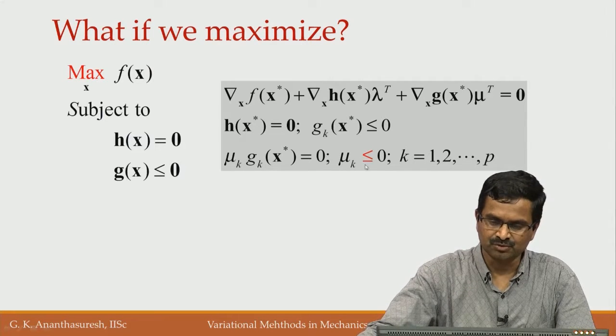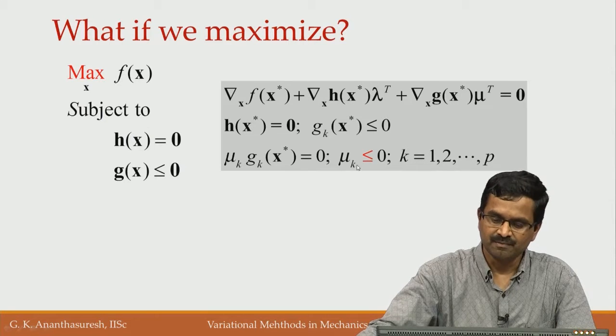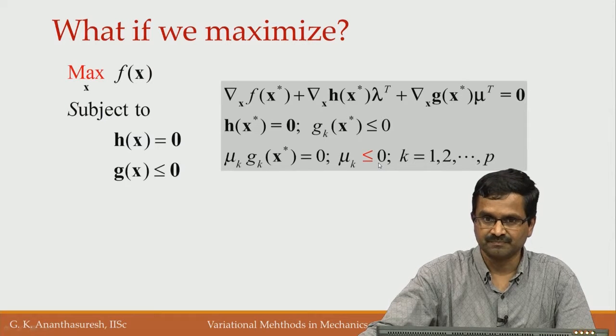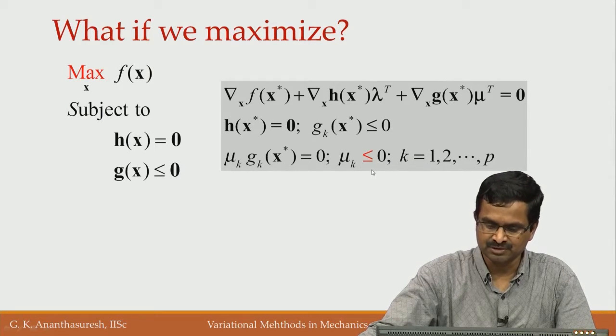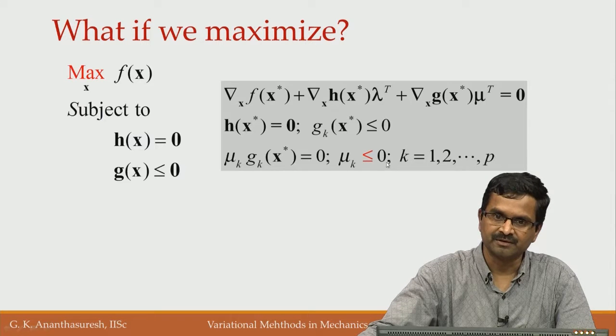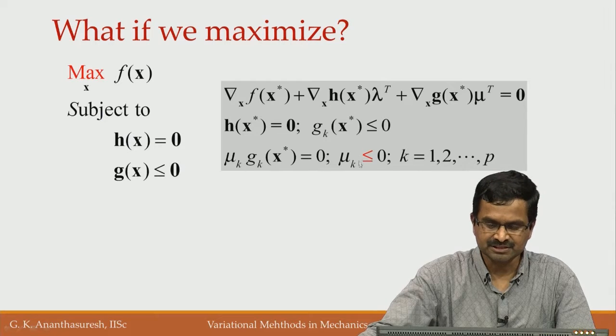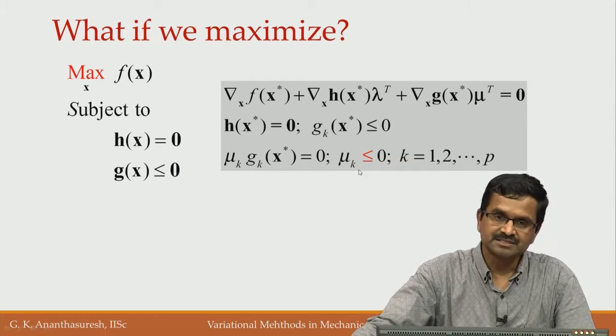The change is shown here. Previously we said mu k should be non-negative. Now, we are saying they should be non-positive, because this shows less than or equal to 0. It can be less than 0, which is negative, or equal to 0. That is the change that comes about. Why does this change come about?